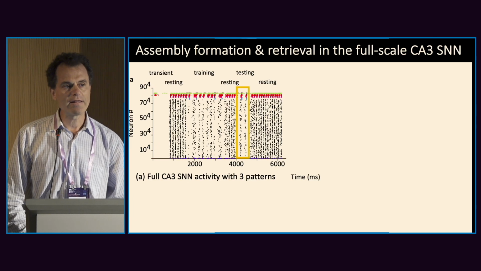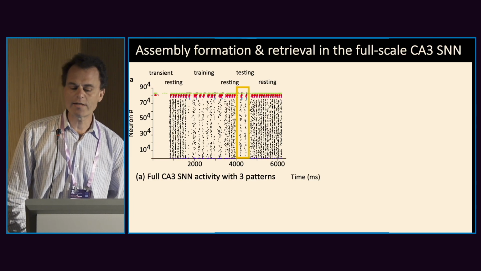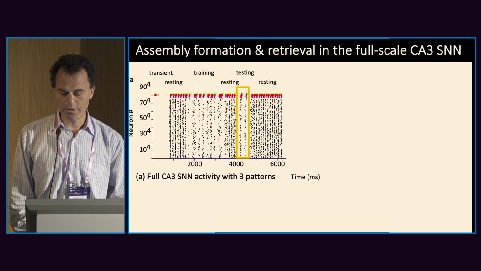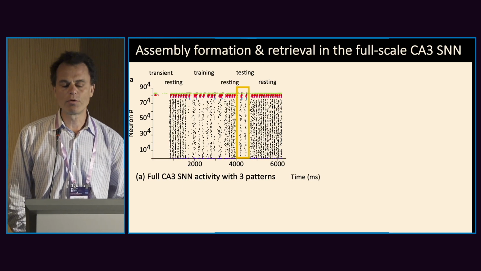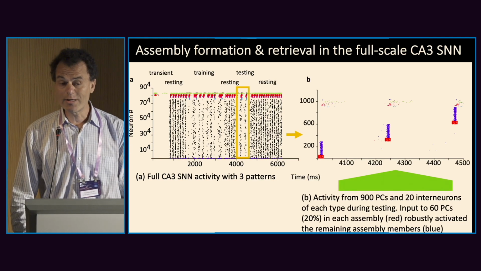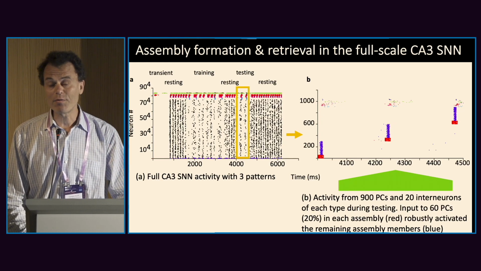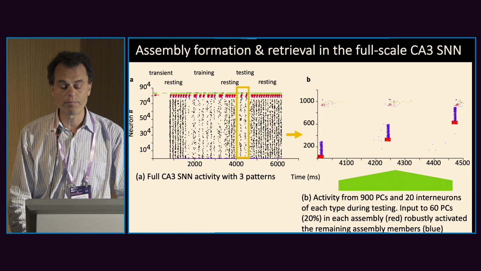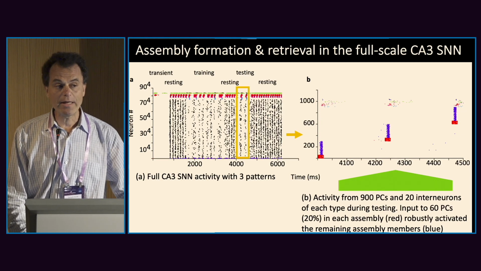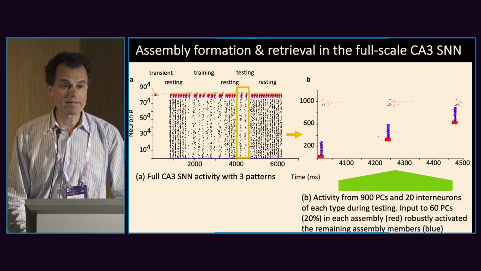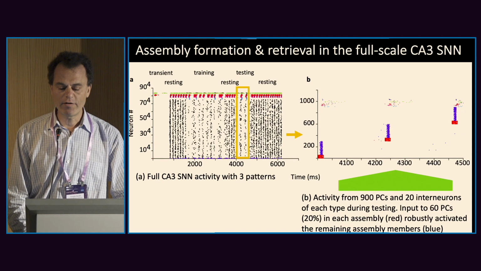After that, we let the network rest again, let it do whatever it does spontaneously, and then we go into testing mode where we only stimulate part of the assemblies. Just to enlarge only the assembly component of that testing period, we show again, in this case, the red are the stimulated neurons. It's only 60 out of 300 in each assembly, so only 20% of the assembly after a very brief training protocol. And the remaining 80% of the cells respond after about half of the theta cycle to complete that pattern in a very effective way.